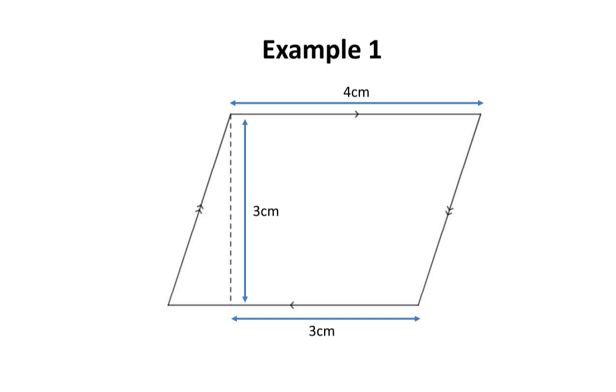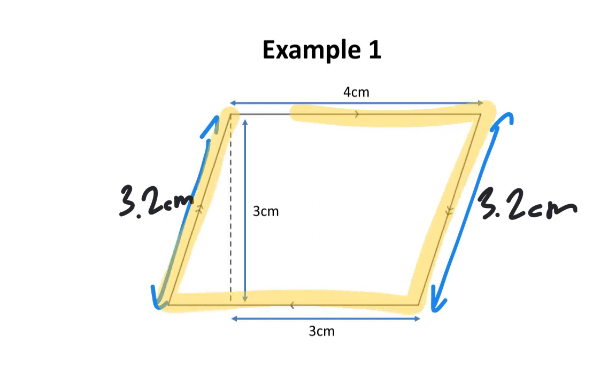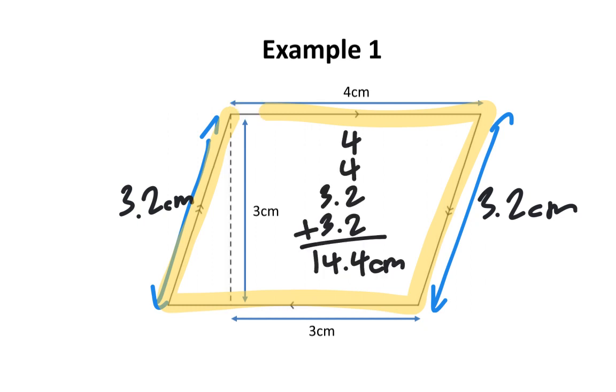Looking back at our original diagram, we now know that the length of this slanted side is 3.2 centimeters, which means this slanted side is also 3.2 centimeters. Since we now know the length of each of the 4 sides, we can simply add them up to find the perimeter. I've gone ahead and done that already, therefore the perimeter of this parallelogram is 14.4 centimeters.